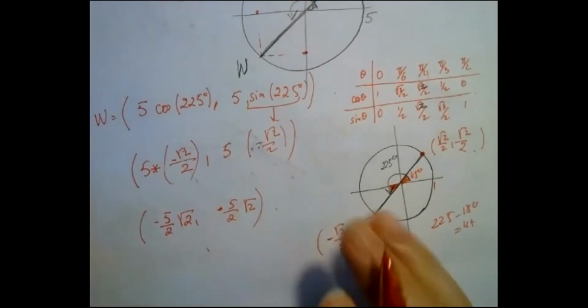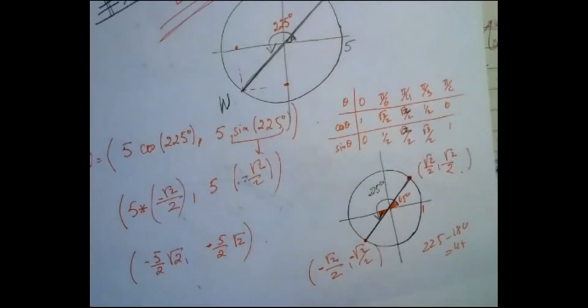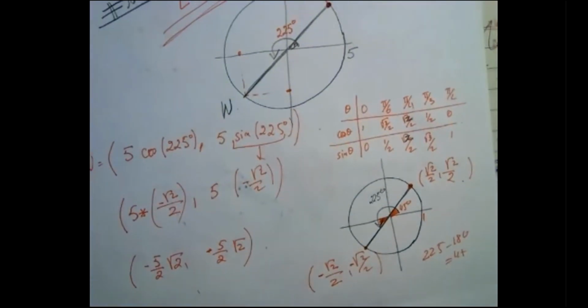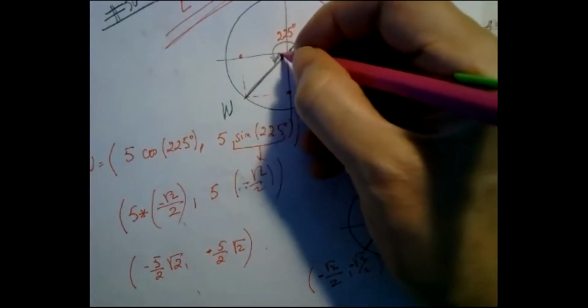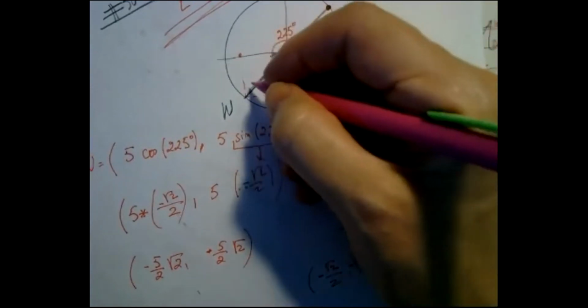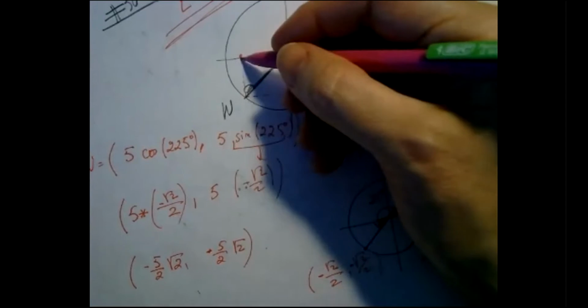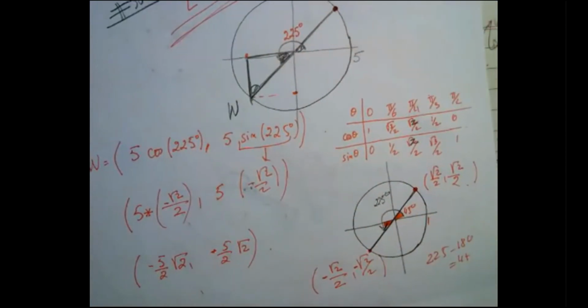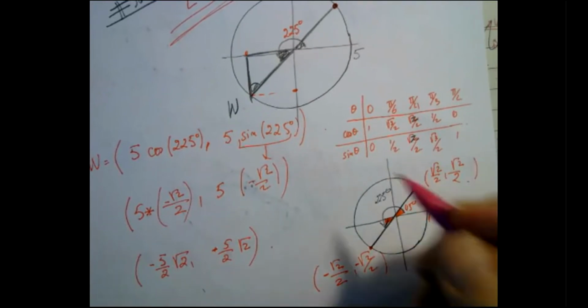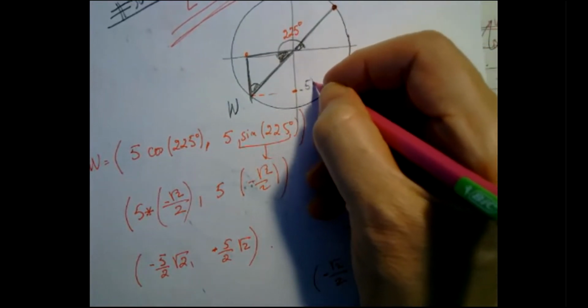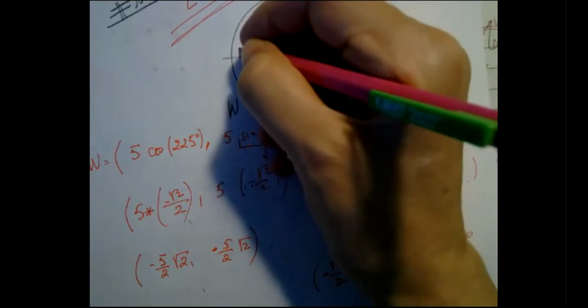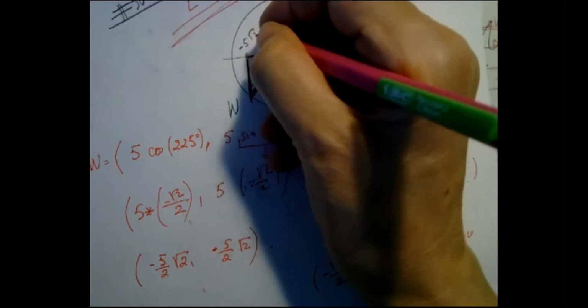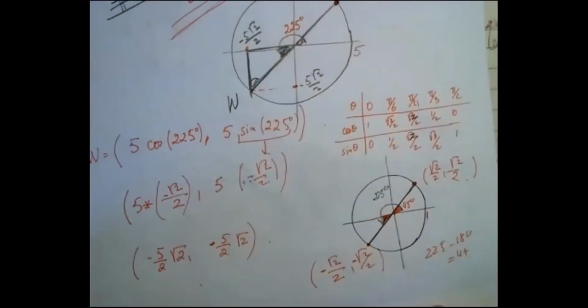They are definitely equal, which is not surprising, because if you have a 45-degree angle here, it means I have an isosceles triangle. It means this and this are equal in length to each other, so I'm not really surprised. This is going to be minus 5 square root of 2 over 2, and this is minus 5 square root of 2 over 2.